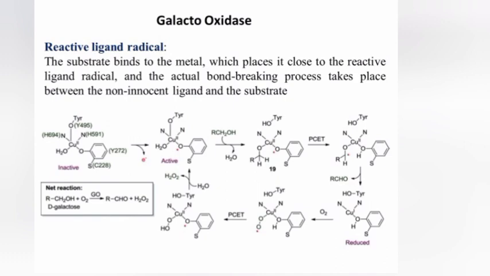and that's how hydrogen peroxide is formed in this step, and the active form of the enzyme is restored.